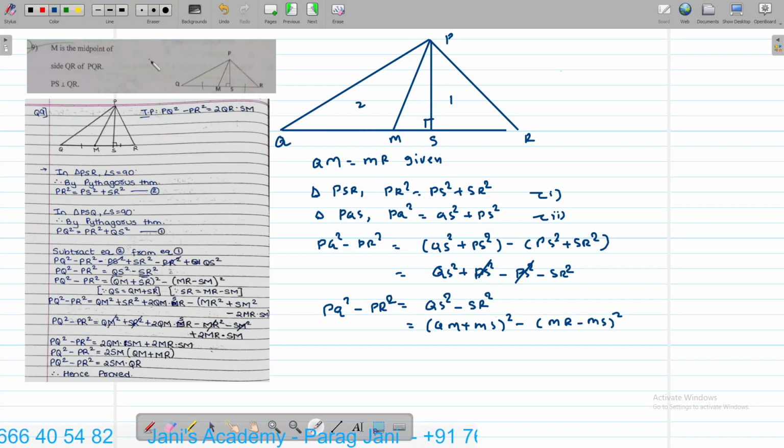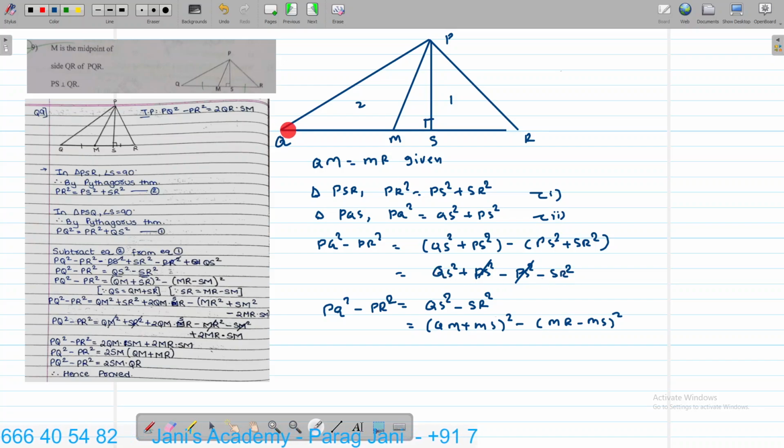Now what you are looking for is PQ square minus PR square. You have to simply subtract these two. So PQ square is QS square plus PS square, minus PS square plus SR square. Open the bracket. QS square plus PS square minus PS square minus SR square. Here PS square will cancel, so you are left with QS square minus SR square.